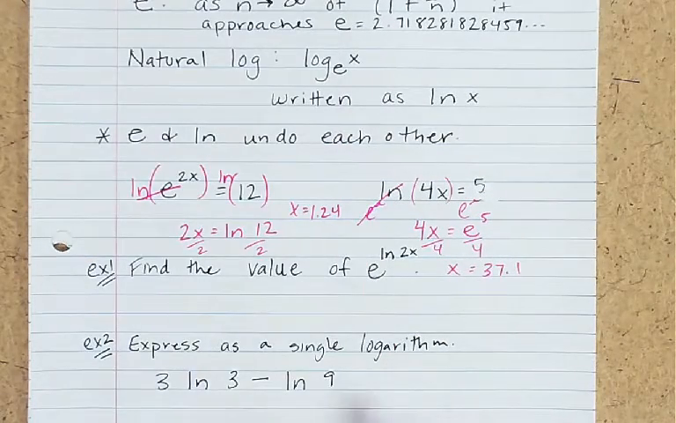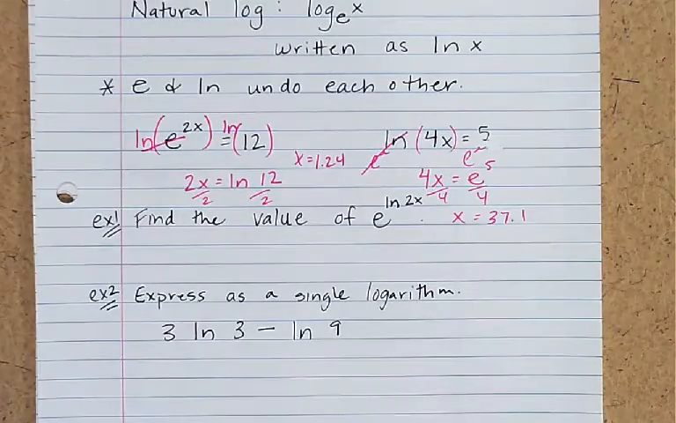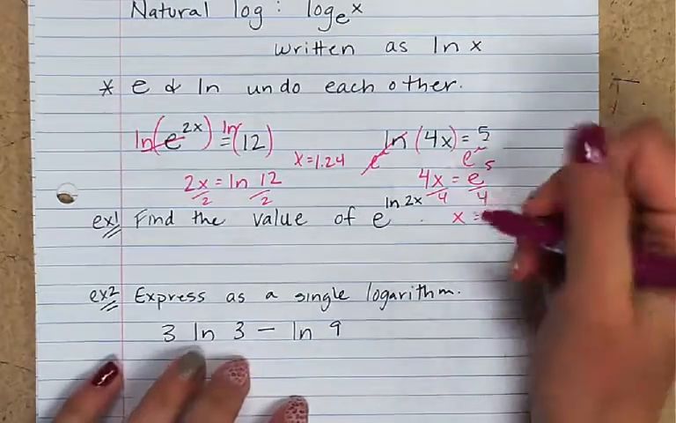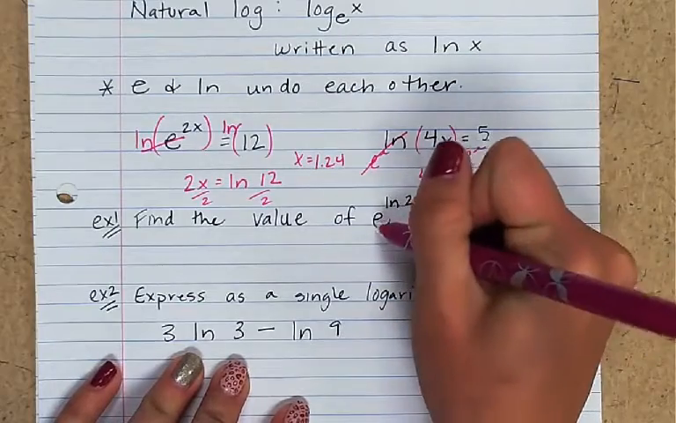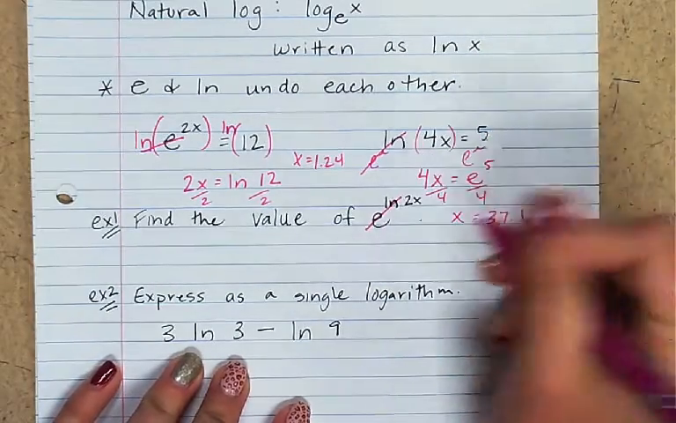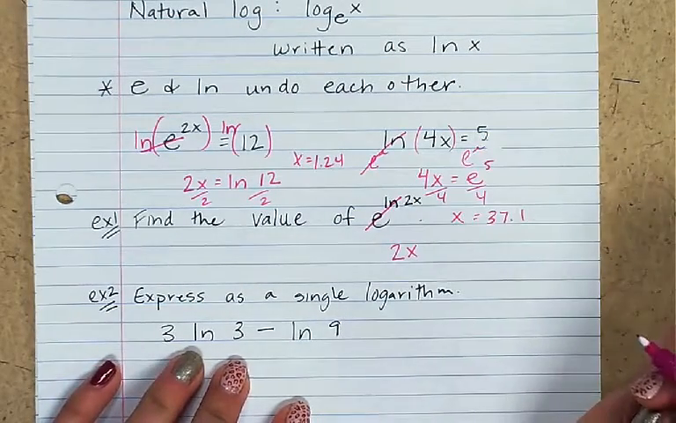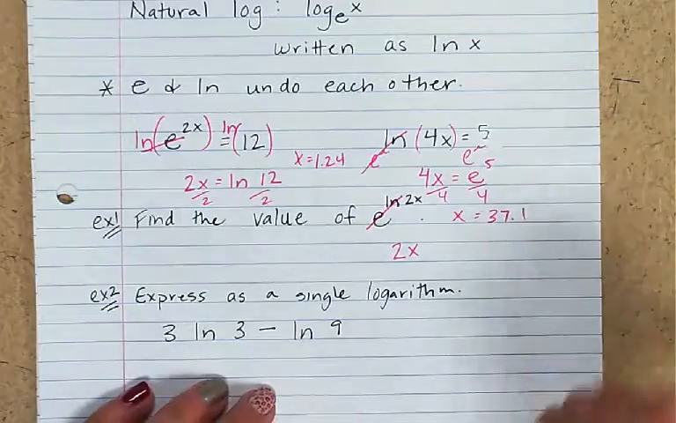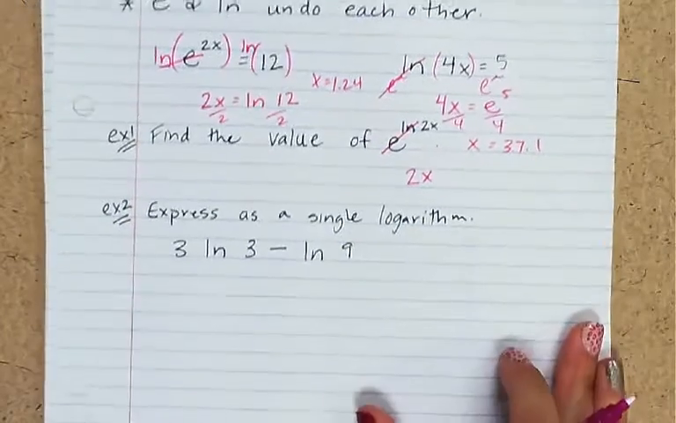Okay, so this first example says find the value of e to the power of natural log 2x. So remember, e and natural log undo each other, so those would just cancel, and we are left with 2x. And then it doesn't equal anything, so there's no solving.